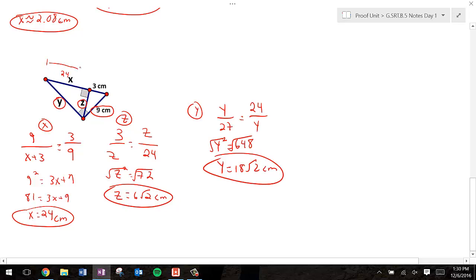So that means this whole hypotenuse is 27 centimeters. Next, we'll find our altitude, z. And I have my short side 3 over my short side z, and then my long side z over my long side 24. When you cross multiply and solve, you end up with z being 6 square root of 2 centimeters. And finally, to find y, that's the hypotenuse of my right-hand triangle. So it would be hypotenuse of y over hypotenuse of the whole thing, 27. And then it's long leg 24 over long leg y. Cross multiply and solve, and you get 18 square root of 2 centimeters.